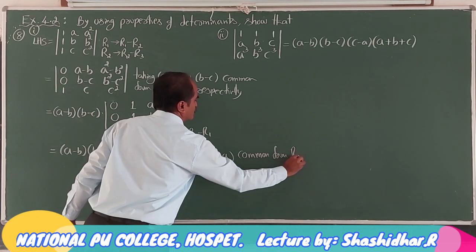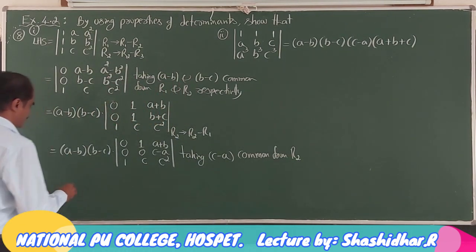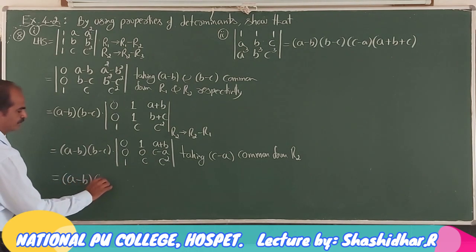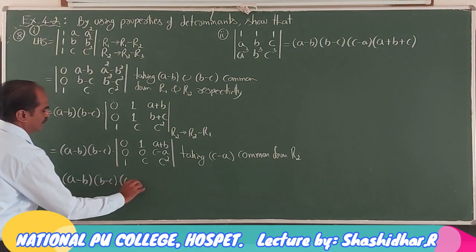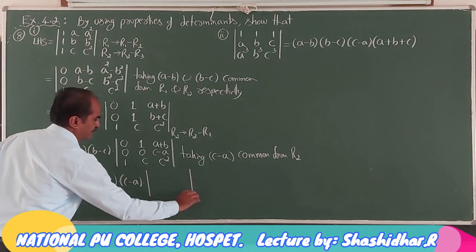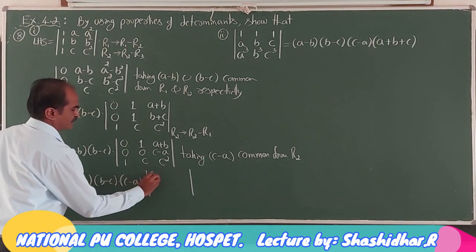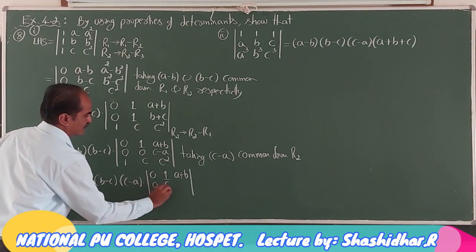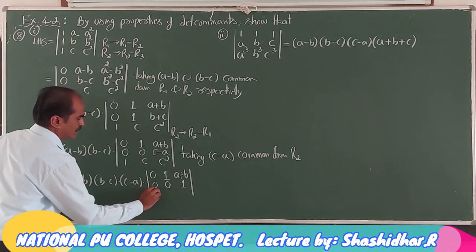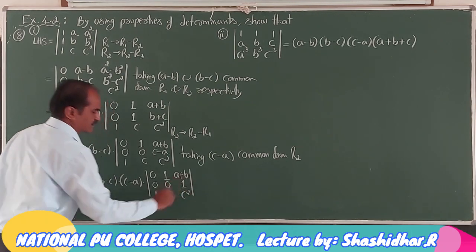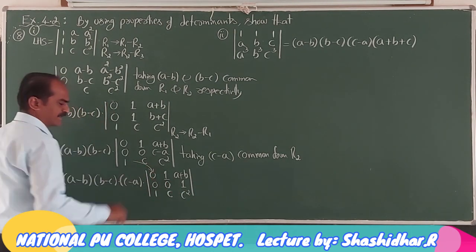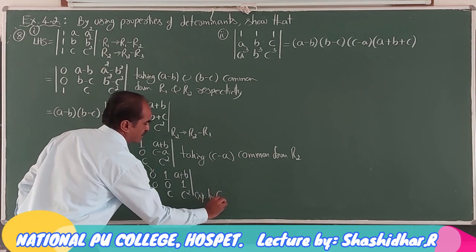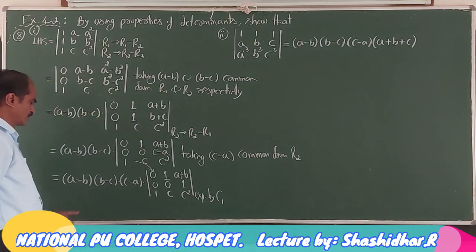From R2, we get A minus B, B minus C into C minus A into the determinant: first row 0, 1, A plus B; second row 0, 0, 1; third row 1, C, C square. Now let me expand it using column 1, expanding by C1. What are you going to get?